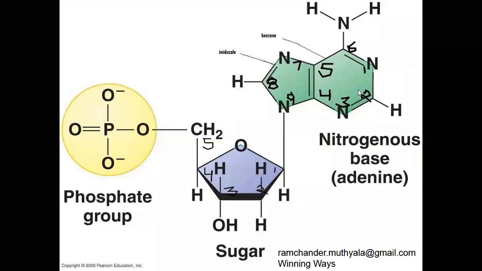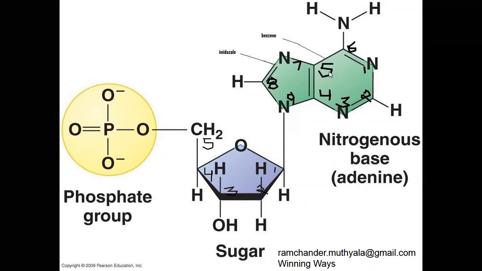And we come to the nitrogenous bases. The nitrogenous bases are of two types: purines and pyrimidines. Purines are double ring structures, and pyrimidines are single ring structures. First we discuss the purines. Purines are two: one is adenine and the second one is guanine.